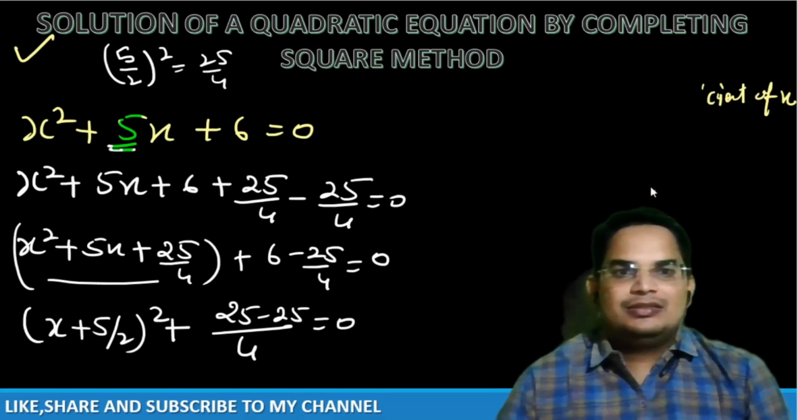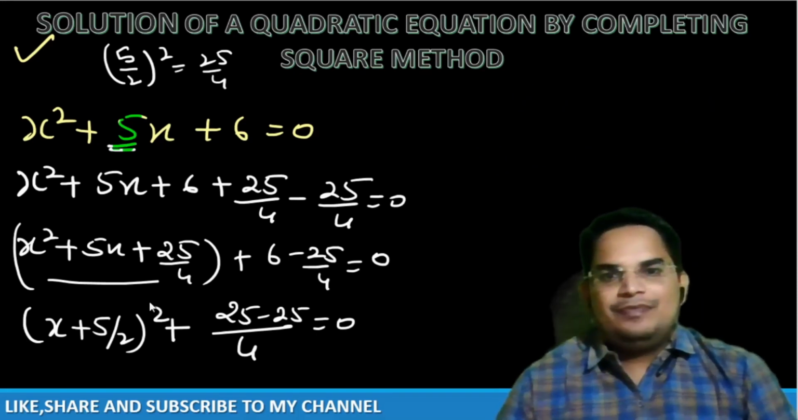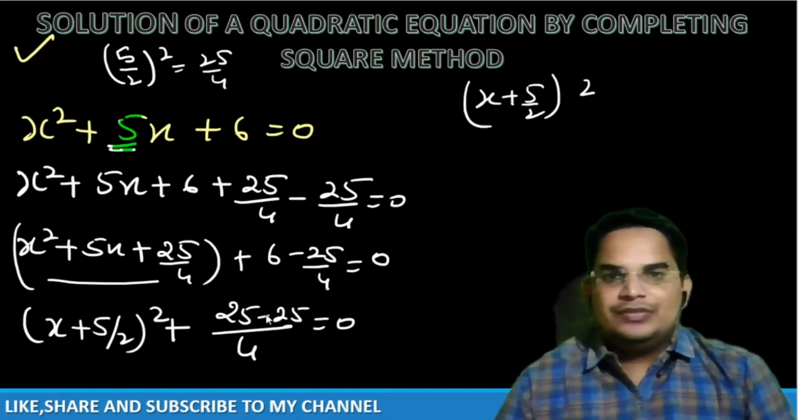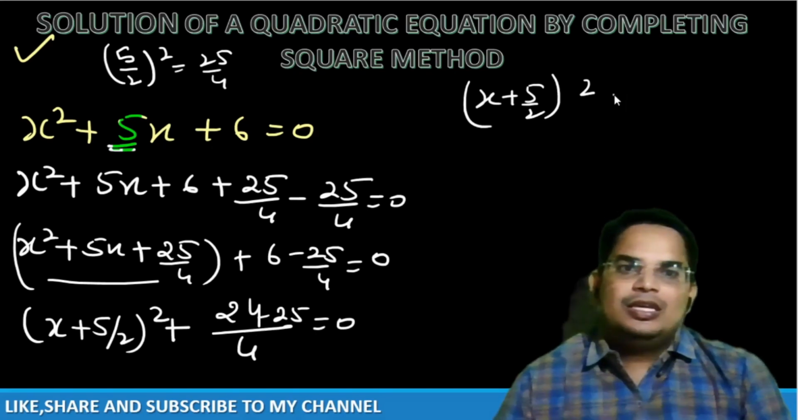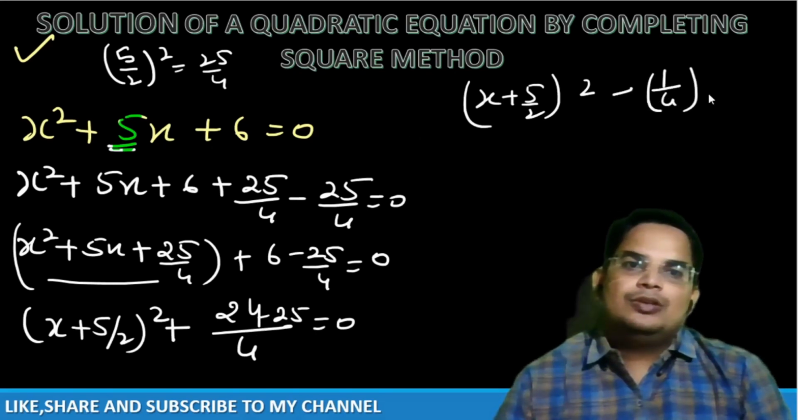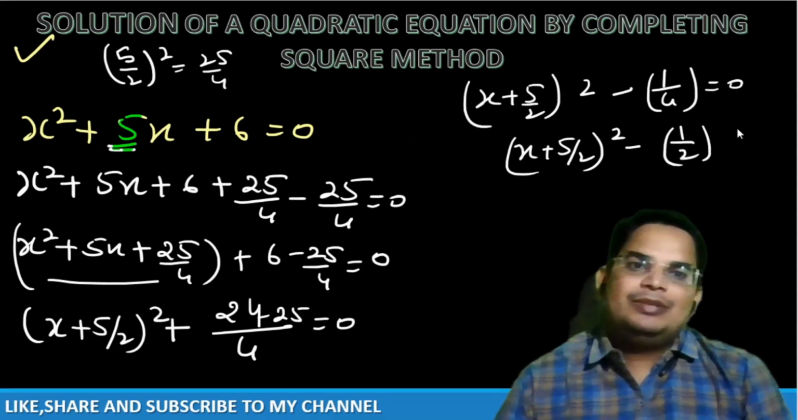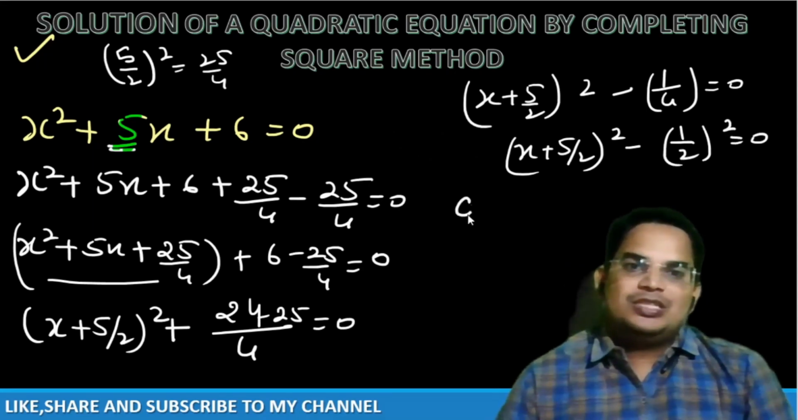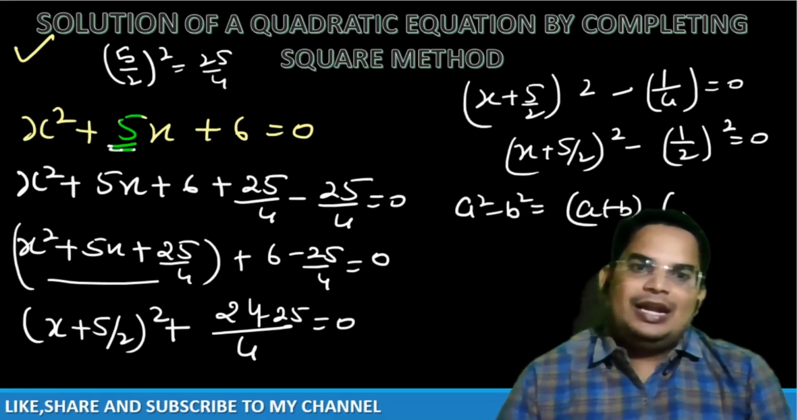Wait a second, children. Yeah, so now you can say this is x plus 5 by 2 whole square. After this, 4 sixes are 24. Let me tell you, this is 24 minus 25, it becomes minus 1 upon 4 is equal to 0. So here you can say x plus 5 by 2 whole square minus this 1 by 4, which can be written as 1 by 2 whole square. So children, we all know the formula of a square minus b square. Here I am going to apply the formula of a square minus b square, that is a plus b and a minus b.